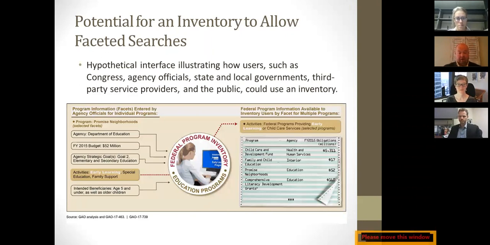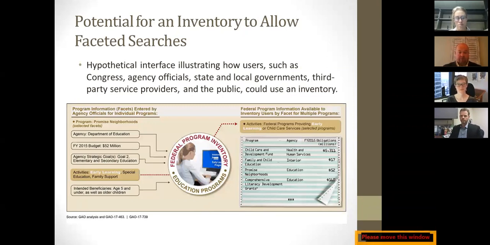So in this case, early learning or child care services, to put that in an interface in which you can do a search for all early child care services programs, and it spits out a list of programs that all provide those services: Child Care Development Fund, Family and Child Education, Promise Neighborhoods, Literacy Development Grant, who the agency is, what the obligations are, what the spending is, and it gives you a snapshot of everything that may be contributing to that particular operation and activity.